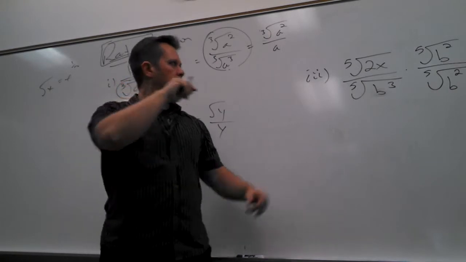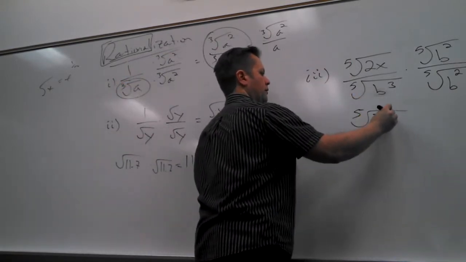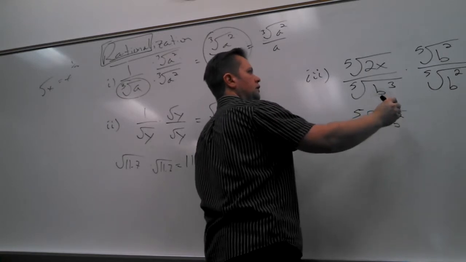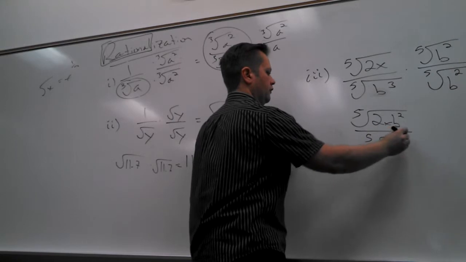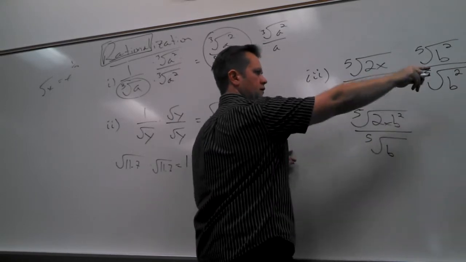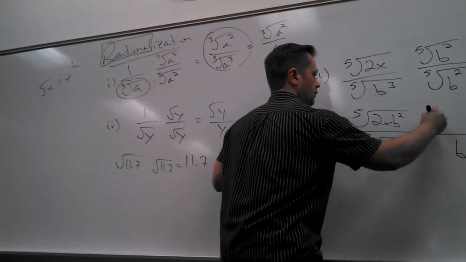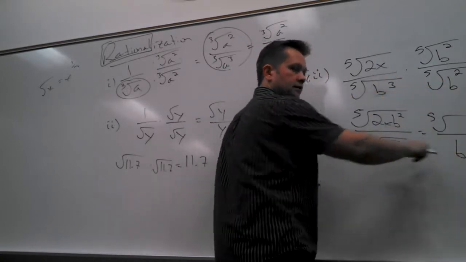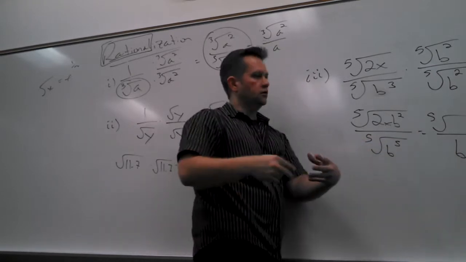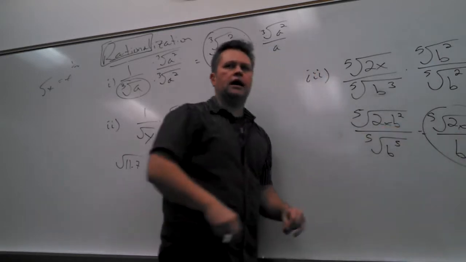Oh, it's kind of nice. So on the top, what do you get? 2 times b squared. Why am I allowed to multiply those? Because they've got the same root. On the bottom, I get the 5th root of b to the 5th, which is just b. So you don't have to show this step if you don't want to. We designed it to come out nice, didn't we? That's the whole point. And the top is just this mess. You normally can't do anything with the top.